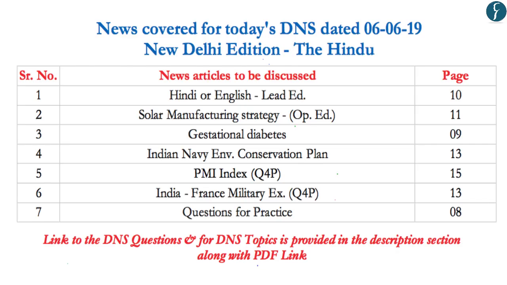Now we would be analyzing the Delhi edition of the Hindu newspaper of 6th of June 2019, and the news that would be covered today is given on the screen, and the timestamp for the same is given in the description and the comment section given below. So now with this, let us start with the first article.